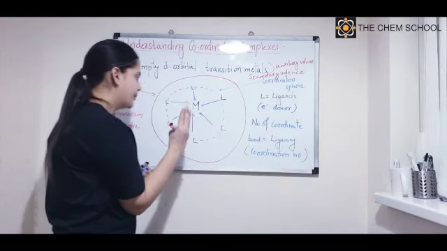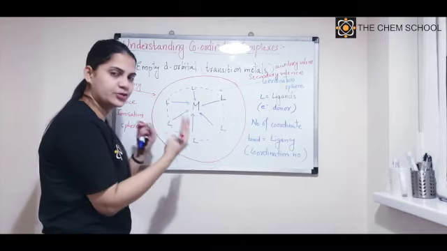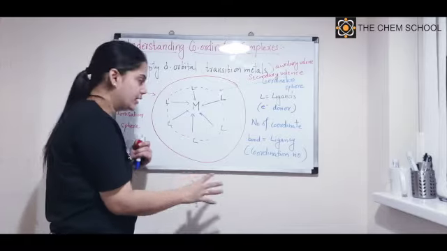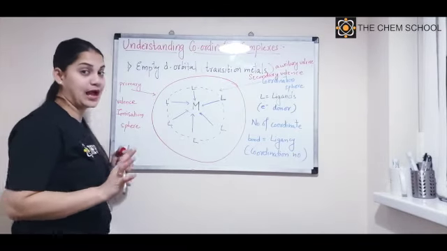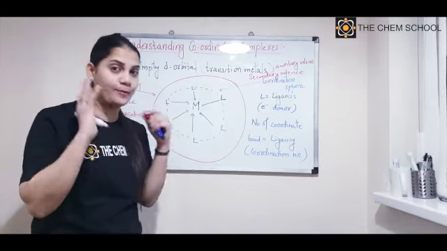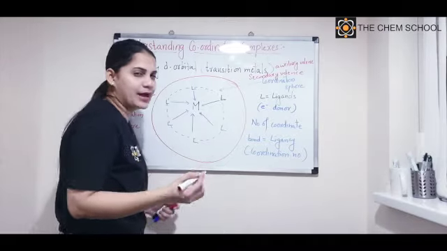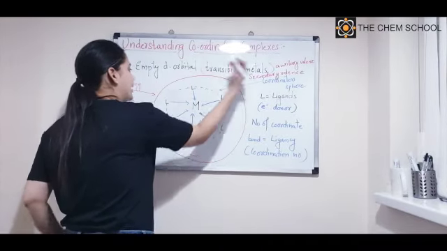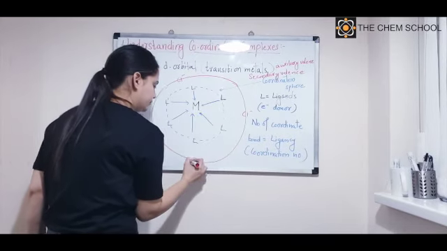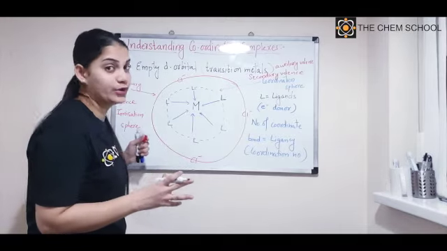So remember, the metal, and the dotted sphere you have drawn is the coordination sphere. The solid sphere is your primary valence or the ionization sphere. So usually this is how your complex looks. Now let's write down some ions in here. I'll write Cl minus. So this is how your complex will look.